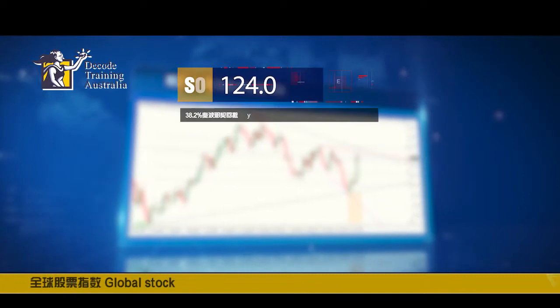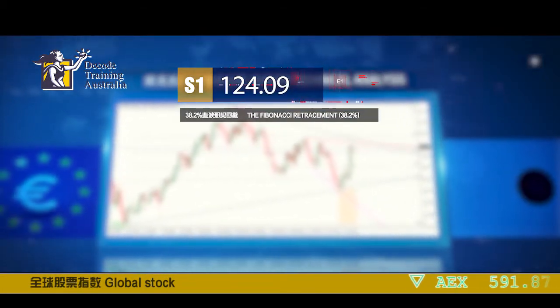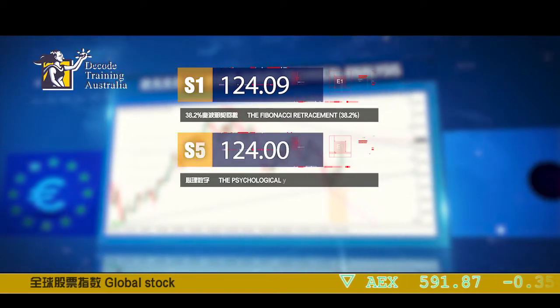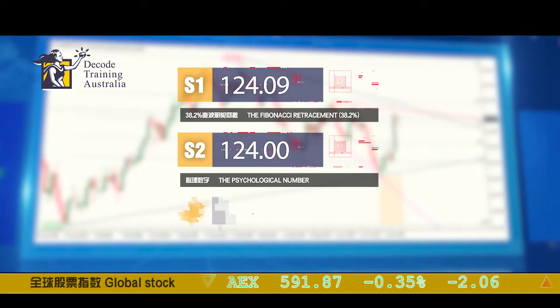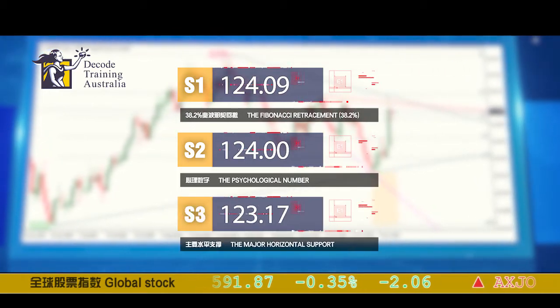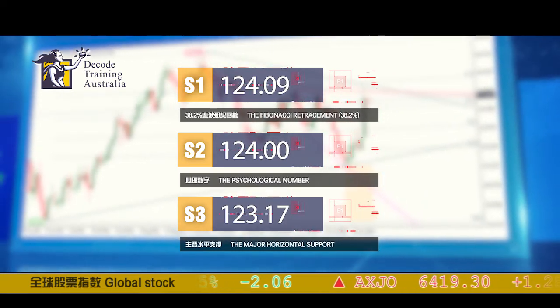At support 1, we'll be facing 124.09, which is the 38.2% Fibonacci retracement. At support 2, it will be 124 even, which is a psychological number. At support 3, we'll be facing 123.17, which is the major horizontal support.